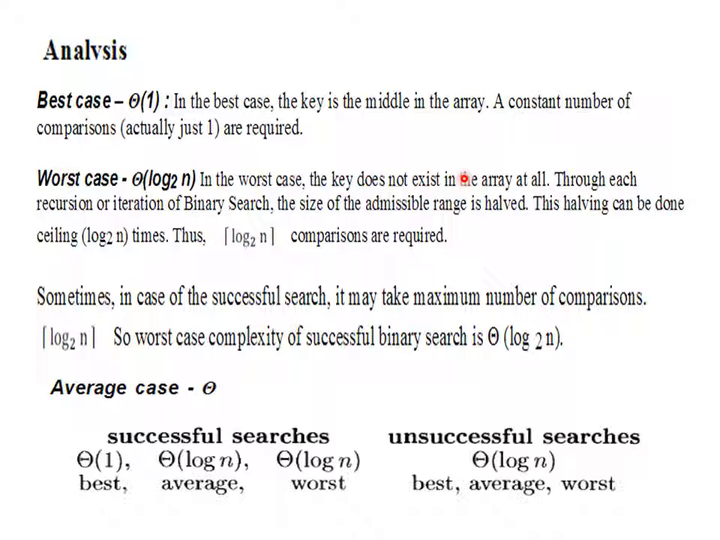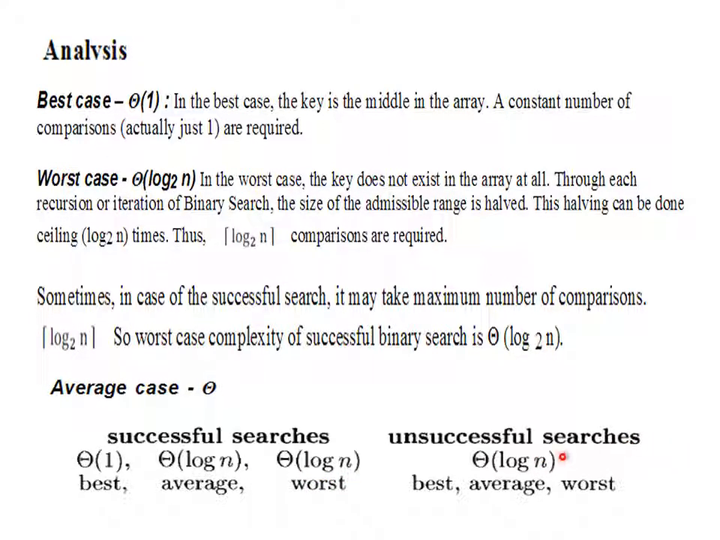And average means what? Add the sum of all the time complexities in each possible position, divided by n, then we will get the average time complexity, and it is almost equal to log n base 2, and less than or equal to log n base 2. So for successful searches, the best case is constant time, when the first time we find the middle item. The average case is also log n base 2, and the worst case is log n base 2.